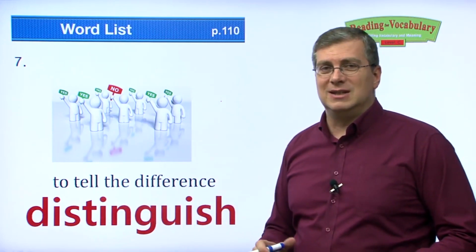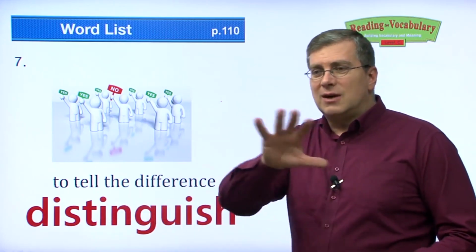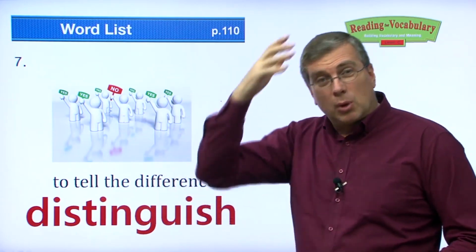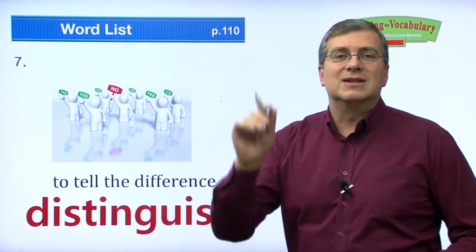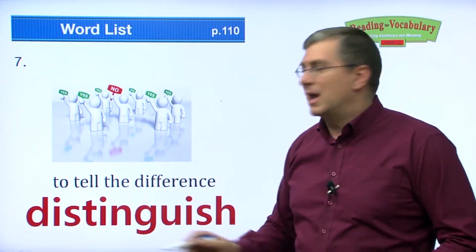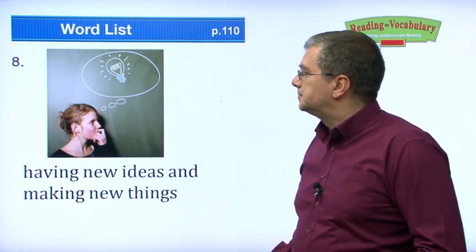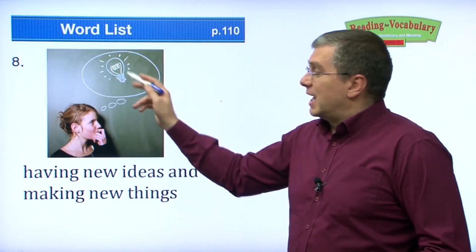It's very easy to distinguish. If you see several people and one person is blonde and the other people have brown hair, then you can easily distinguish the blonde person right away. You can tell the difference. Distinguish.